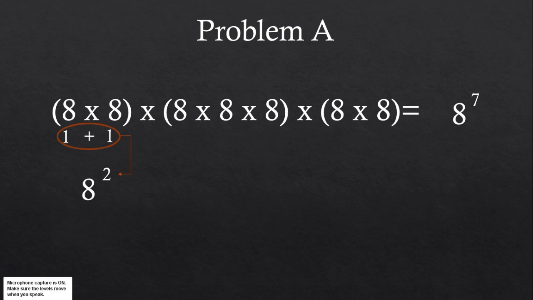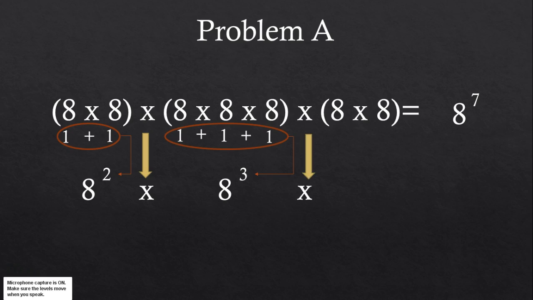If we go to the next group, tell me the base and the exponent for that group. Okay, so now we got 8 to the 3rd power, or 8 cubed. There are 3 8s, 1 plus 1 plus 1 equals 3. Then the third group. Tell me the base and exponent. 8 squared is correct. So, the exponents are 2, 3, and 2. Do the exponents add up to 7? Yes, of course they do.